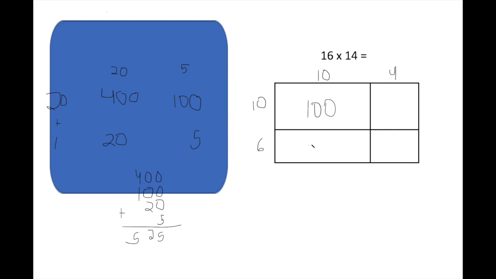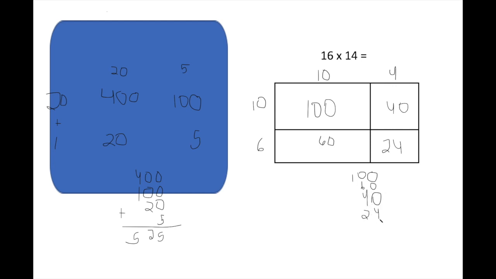Then we have 10 times 6, that's another basic fact. 10 times 6 equals 60. Then we have 4 times 10, another basic fact, that equals 40. And 4 times 6 equals 24. So now we're going to add our partial products together. We have 100 plus 60 plus 40 plus 24.